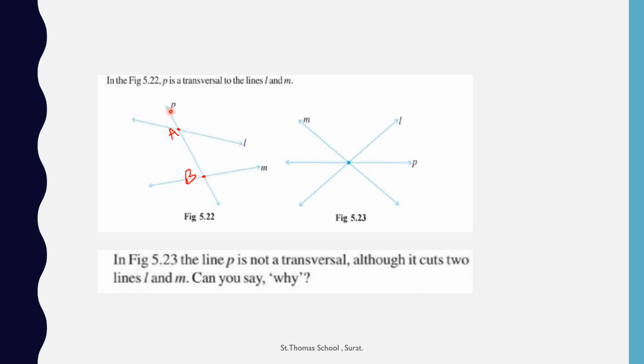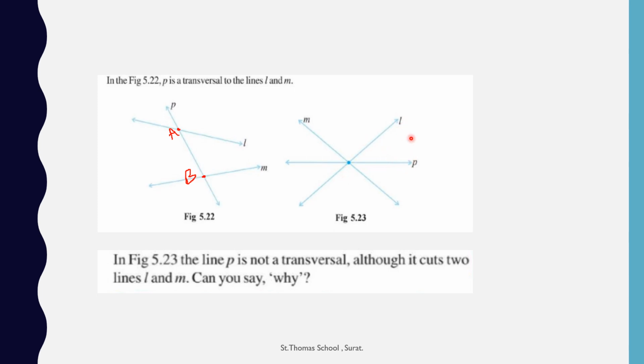So we can say that P is the transversal of line L and M. Is it clear? Now in the next figure, the line P is not a transversal although it cuts two lines L and M. And why? So the question is whether we can say P is a transversal.